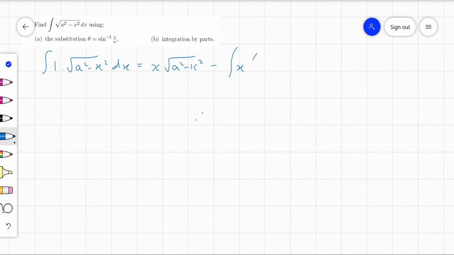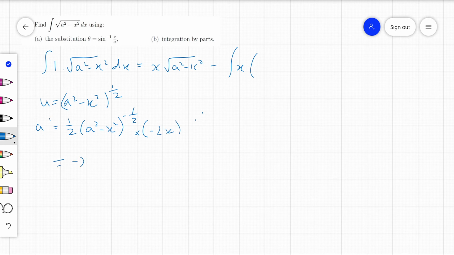Now the derivative of, so let's just think of this, the derivative of a squared minus x squared to the power of a half, it's easier to think of that way. So the half comes in front, we've got a squared minus x squared to the power of minus 1 half, times by the derivative of the inside, so minus 2x. So you can see that would be minus x on square root a squared minus x squared. So that is the derivative we're going to put in. So minus x on square root a squared minus x squared dx.